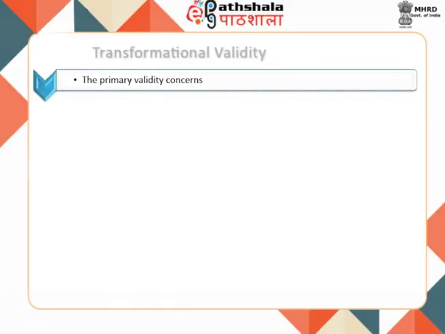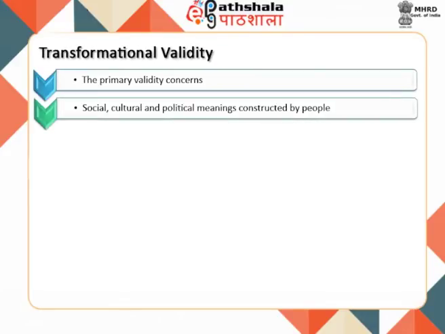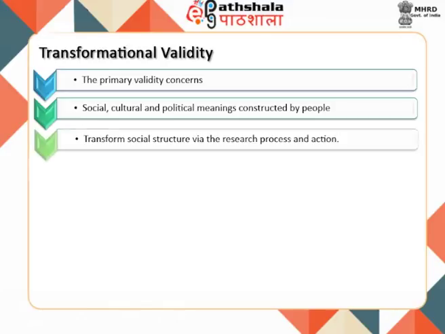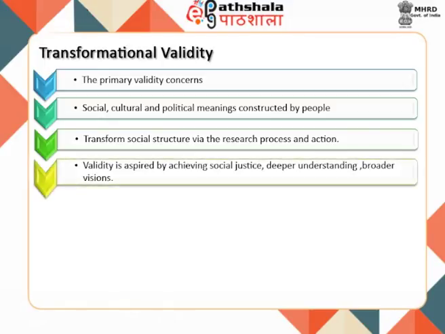The primary validity concern of transformational validity is to bring forth the social, cultural, and political meanings constructed by people in various contexts. This type of validity strives to transform social structure via the research process and action. In this approach, validity is aspired to by achieving social justice, deeper understanding, broader visions, and other legitimate aims of qualitative research as a by-process of the research venture. It is described much as the resultant action prompted by the research endeavor.